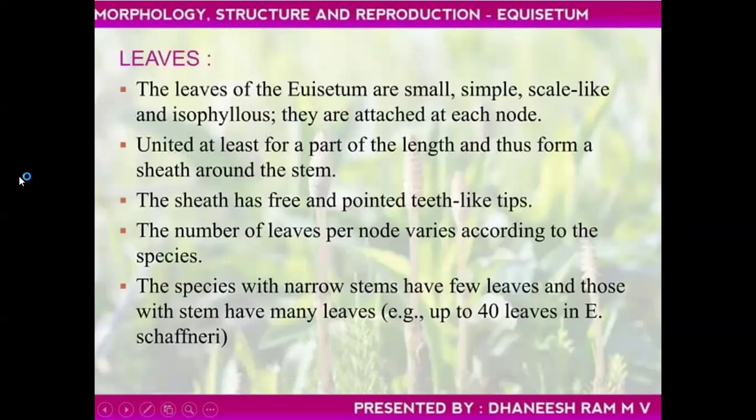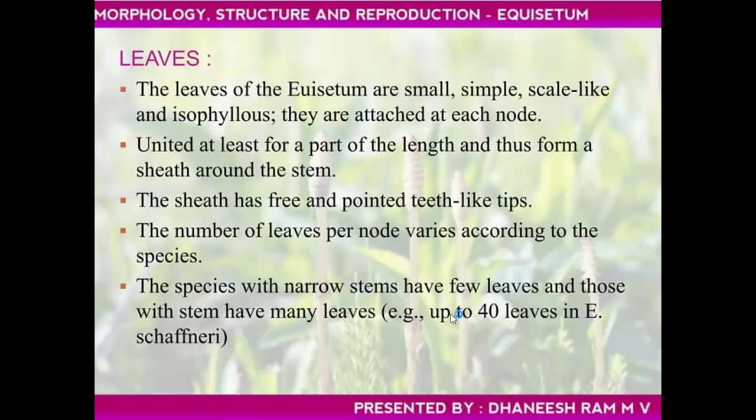Next, when we talk about the leaves of Equisetum, the leaves are very small, simple, and scale-like. Here the leaves are generally isophyllous, that is, leaves are equal in size and shape. All these leaves are united for part of their length and thus form a sheath around the stem. Now, the number of leaves per node: at each node, all the leaves are attached, so the number of leaves will vary from species to species.